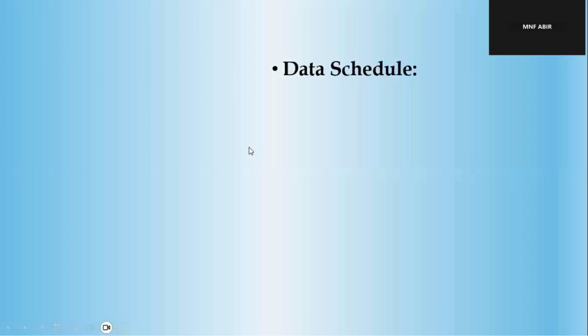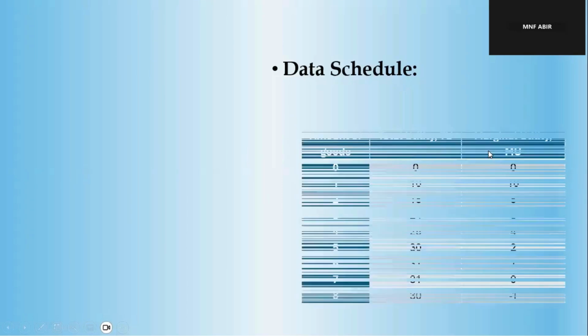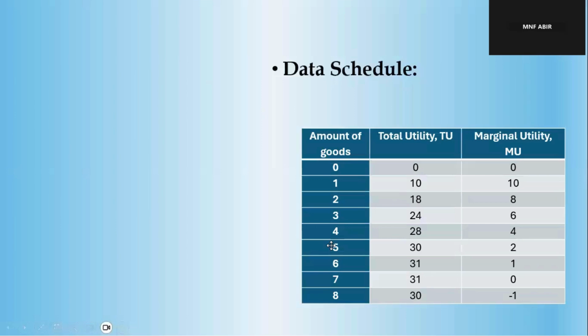Now we are going to see a data schedule of total utility and marginal utility. Here in this data schedule, you can see for a single good, when we first consume, we get 10 utils. Then for the second unit, we get 18 utils, which means that for the second unit of the good, the extra utils we get is 8 utils. And the more you consume, the more marginal utility is decreasing.